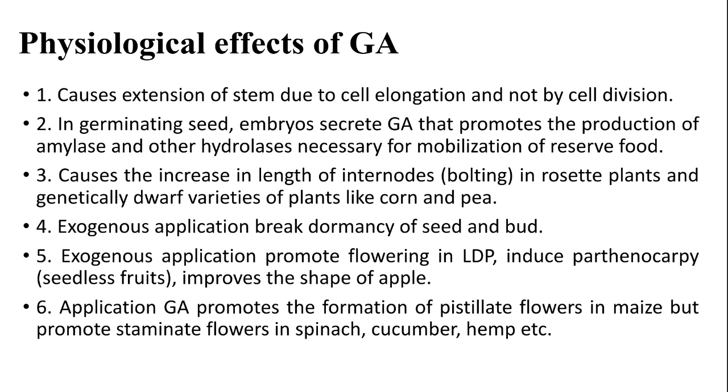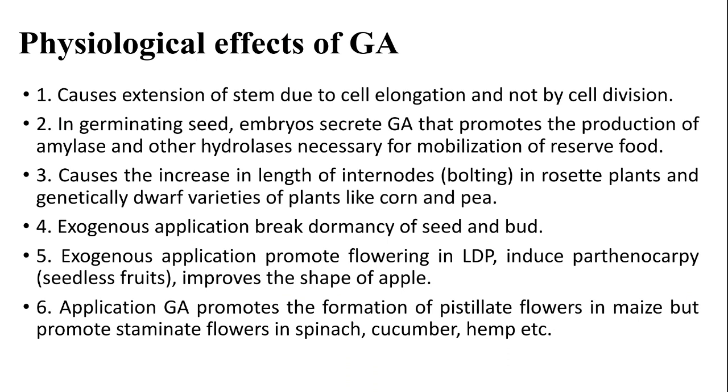Physiological effects of gibberellic acid: it causes extension of stem due to cell elongation, not by cell division. It only helps in cell elongation. In germinating seed, embryos secrete gibberellic acid that promotes the production of amylase and other hydrolases necessary for mobilization of reserve food in germinating seed. So it helps in seed germination. Then it causes the increase in the length of the internode, and the process is known as bolting in rosette plant. And exogenous application breaks the dormancy of seed as well as in bud.